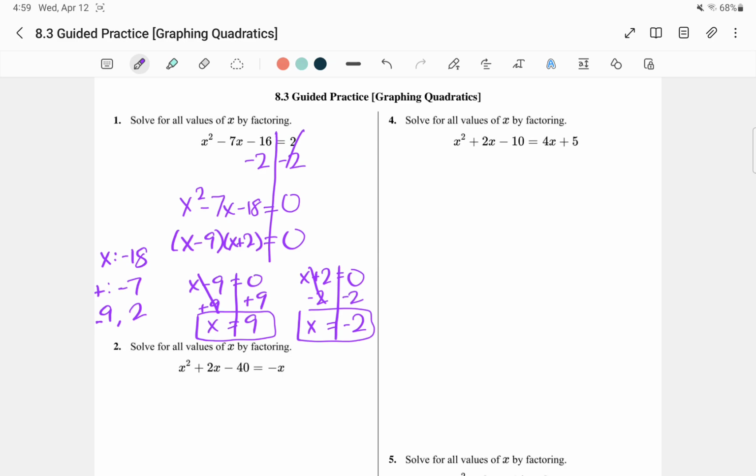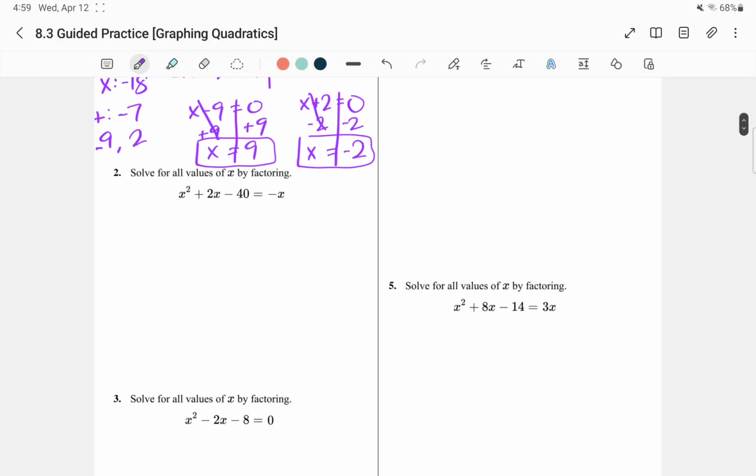All right, so for number 2, go ahead and pause the video, see if you can try this one yourself. All right, so I have to make this equal to 0, so I got to get rid of that negative x to the right. So I'm going to add x to both sides. When I do that, I have x squared, 2x plus x is 3x minus 40, and that's equal to 0. Now, what multiplies to negative 40 and adds to 3?